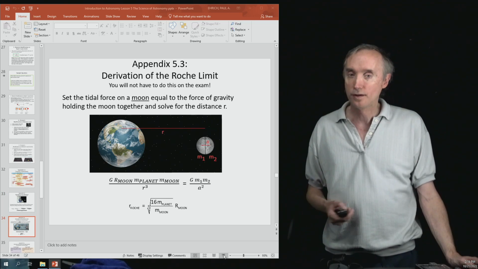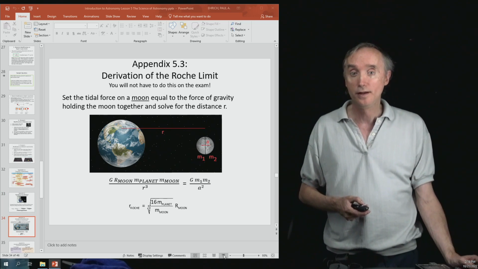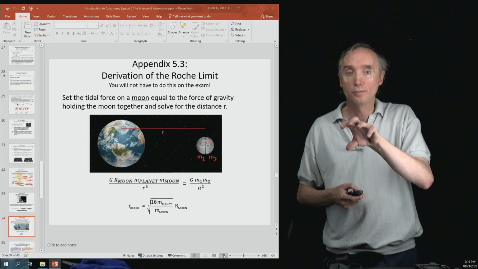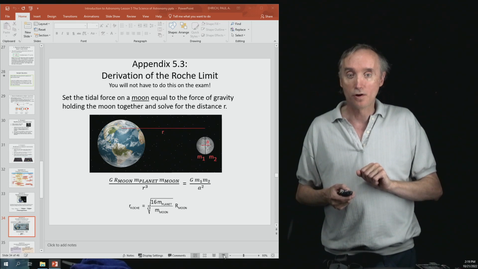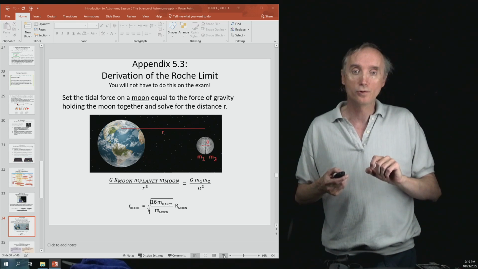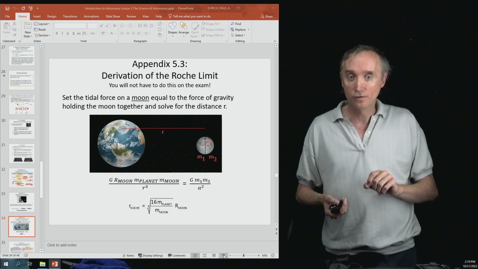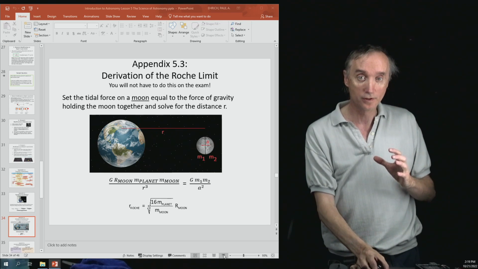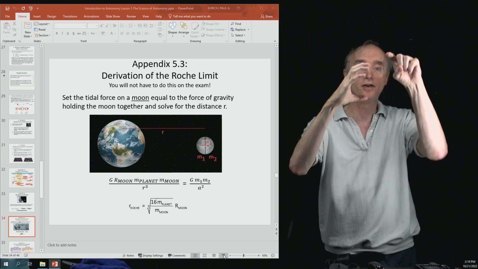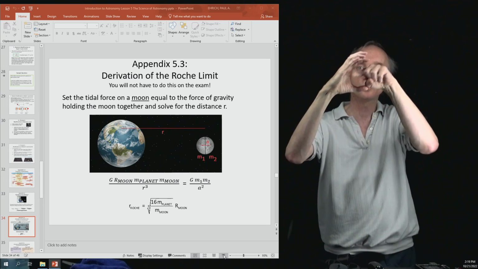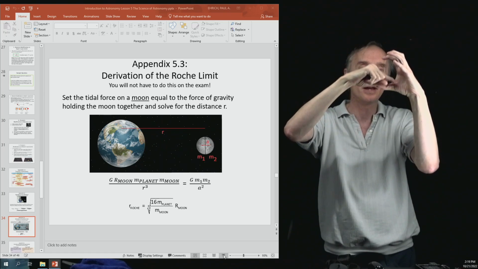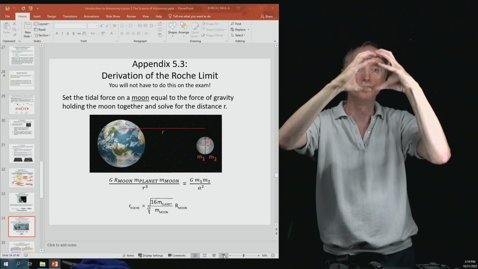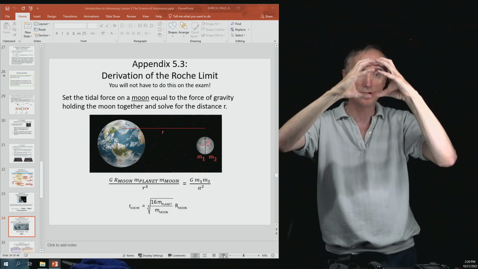Okay, another formula that we talked about was the Roche limit, and that was how close could a moon get to a planet without being ripped apart. So all we have to do this time is we're going to set the gravitational force that's going to hold two halves of the moon together. So we're going to take our moon and we're going to divide it into two pieces. So this one has a mass, this one has a mass, there's a distance between them, so there's a gravitational force that's holding the two halves of the moon together.